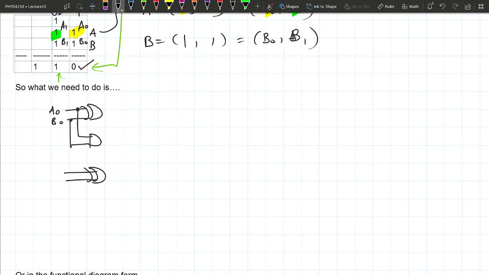XOR gate. And instead of inputting A0 and B0, I'm going to put in A1 and B1 as the input here, right? Because that's the twos place that I'm putting in. So this is the ones place. This is the twos place. Similarly, I'm going to connect these to the AND so that we can actually have the carry out.